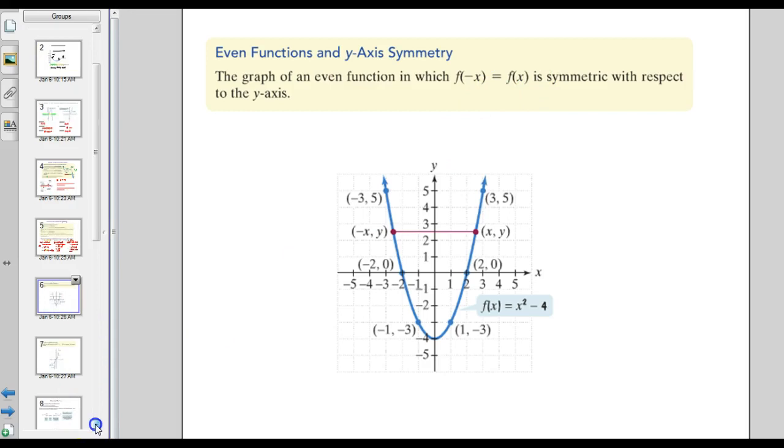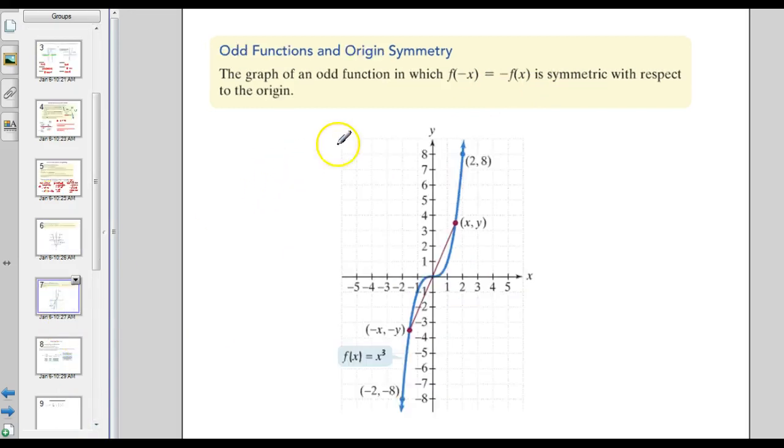Now, odd functions have something called origin symmetry. So f of negative x equals the opposite of f of x means if you give me an x, 2, and you give me the opposite, negative 2, the y values will be opposite also. So what happens here is we take a point on the graph and go through the origin, and if we go that exact same distance out the other side of the origin, we'll hit another point on the graph where the x's and y's are both opposite of what they were on the other point. So positive x, positive y, negative x, negative y.